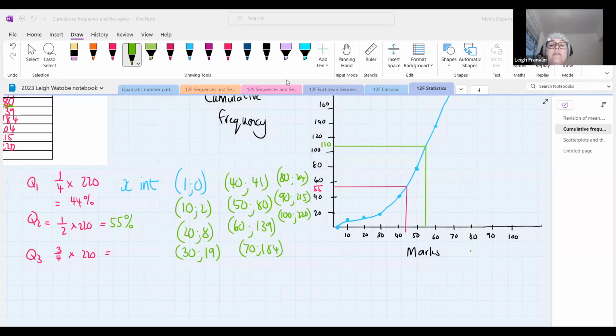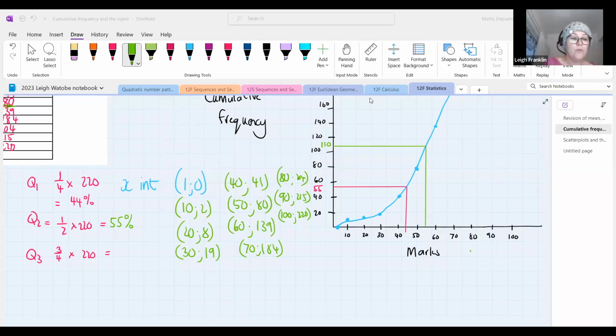Yes, it is necessary. If they ask you for this, you must show it on the graph. I'm glad you asked that. Well done. You must show where you have read off.